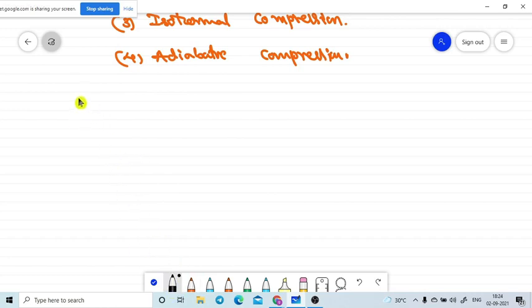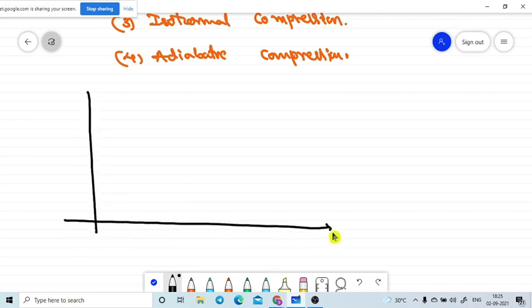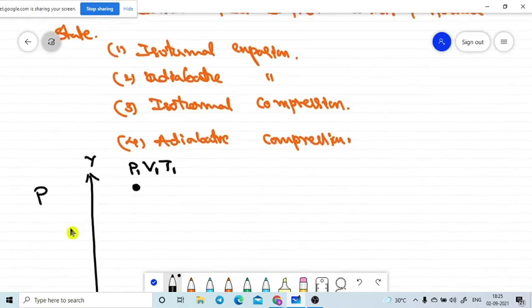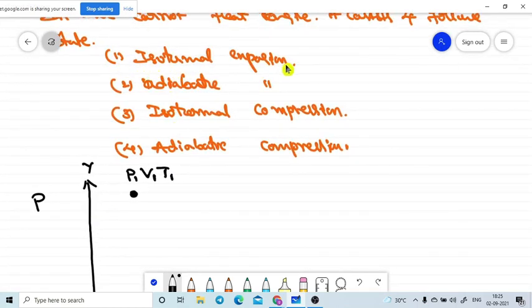How does it look? Let me start. This is the graphical representation of the Carnot heat engine process, taking pressure on the y-axis and volume on the x-axis. Let me state the initial state: the system is here, with pressure P1, volume V1, and temperature T1. Let's assume like this. The first stage of the Carnot heat engine is isothermal expansion.